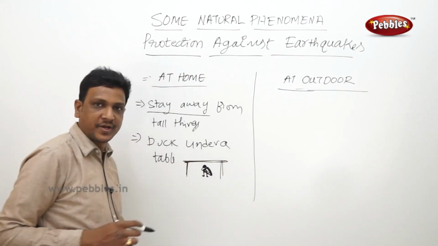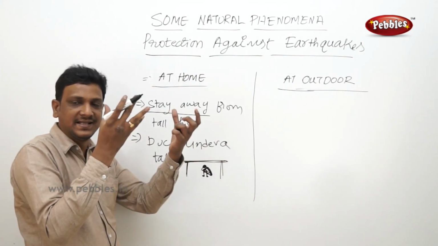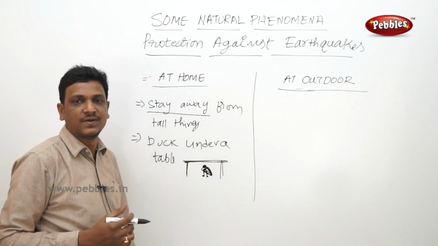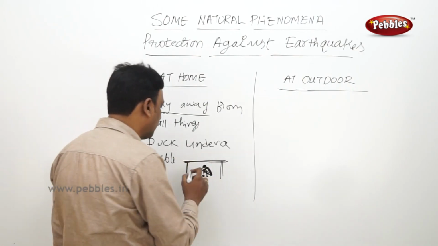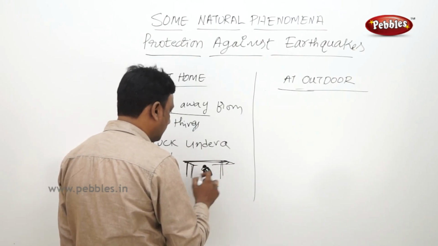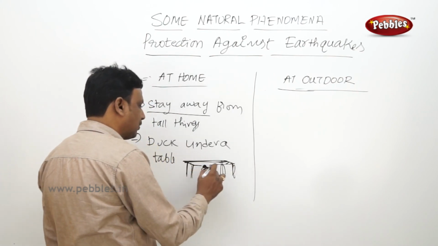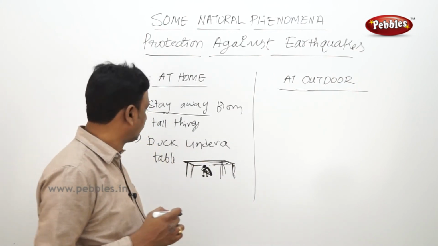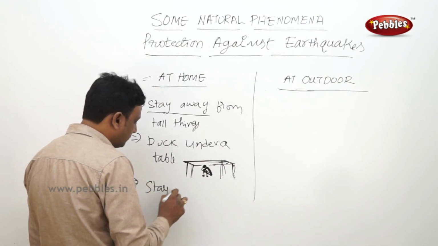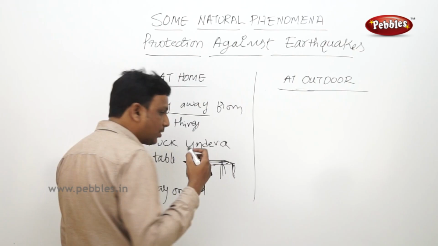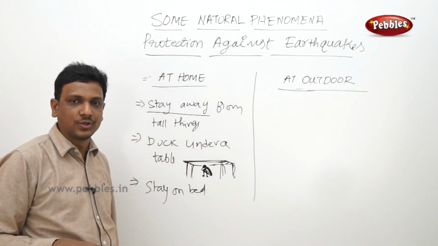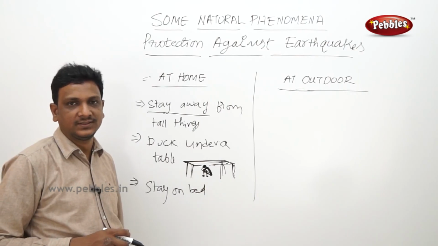Your head must be protected because certain ceiling slabs may fall down. If you have a false ceiling, certain things from the roof may fall down. The tall objects may fall down. If you duck under a table, your head is not damaged. If you are on the bed, stay on the bed and protect your head with a pillow. So in this way, if you are at home, you can protect yourself, right?